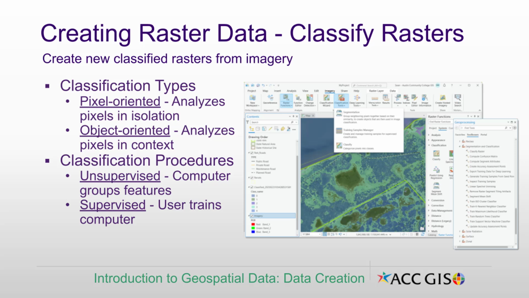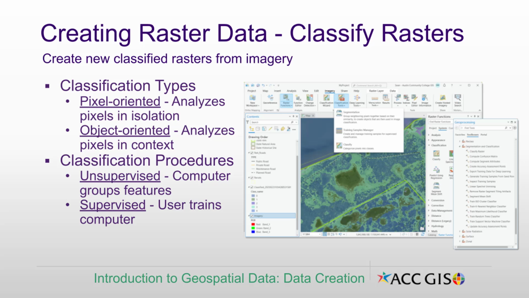If you look at the screen on your right, you can see in ArcGIS Pro where you can access the different ways to classify rasters. On the imagery ribbon, if I click on the classification tools dropdown, you can see segmentation, which is object-oriented classification, or classify, which is pixel-oriented classification. And then when you open those up, you have options to run it as unsupervised or supervised classification.